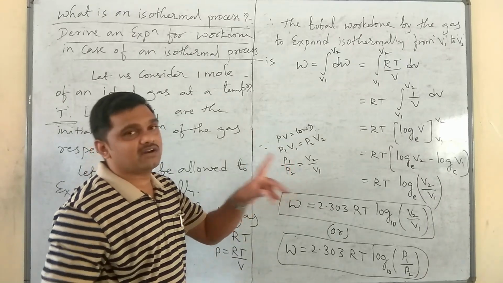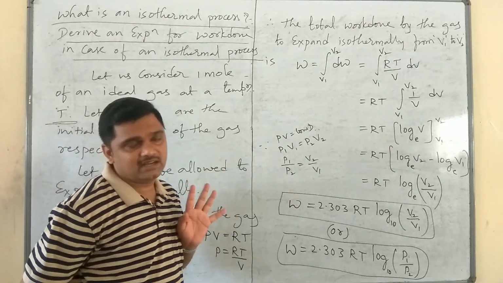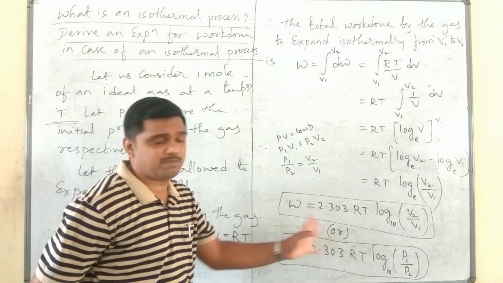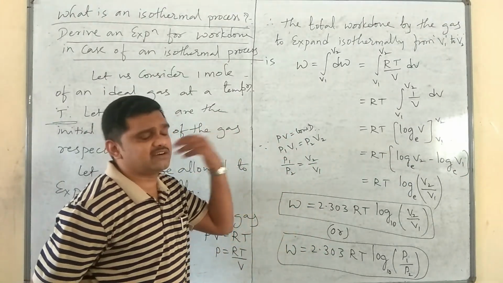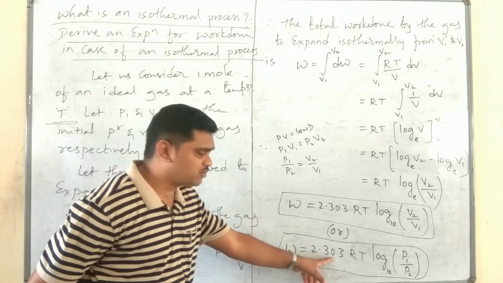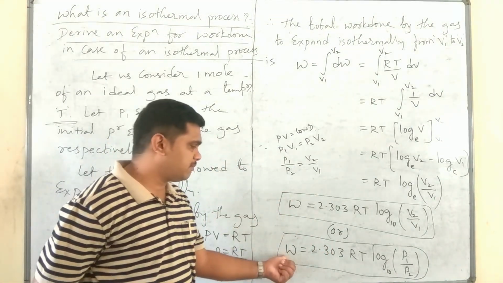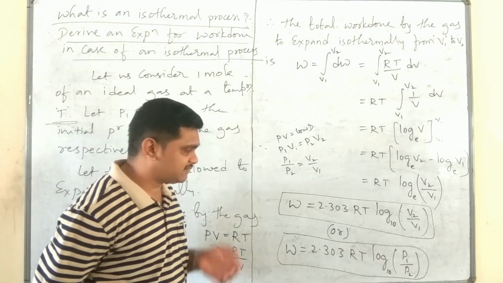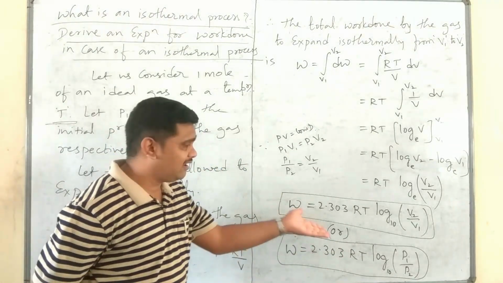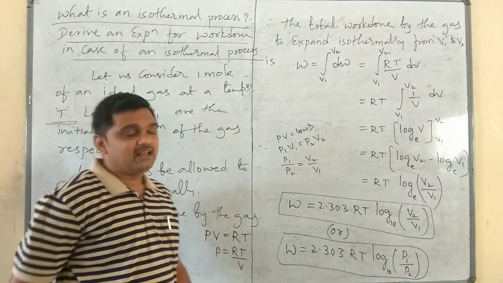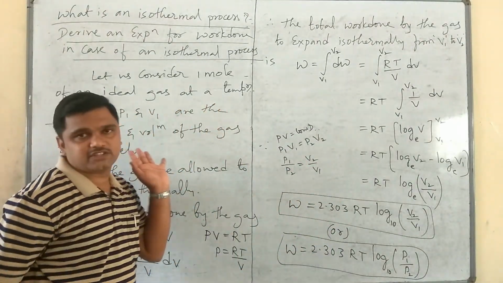Okay, this is for 1 mole of an ideal gas. Suppose they have asked us for 2 moles, then we have to multiply this by 2. Just like that, for n moles, it has to be multiplied by n. Then it would be W is equal to 2.303 nRT log P1 by P2 or V2 by V1. Like this we have to derive the expression.